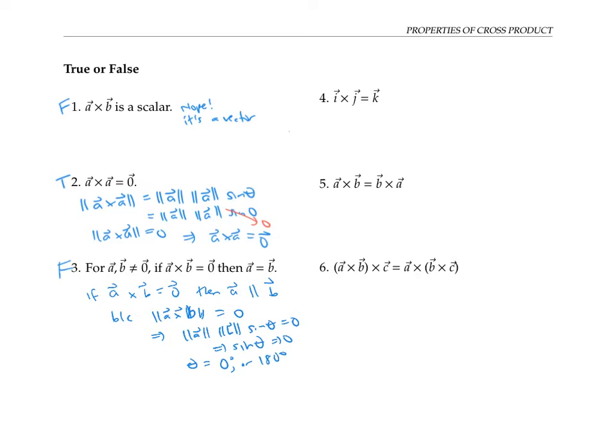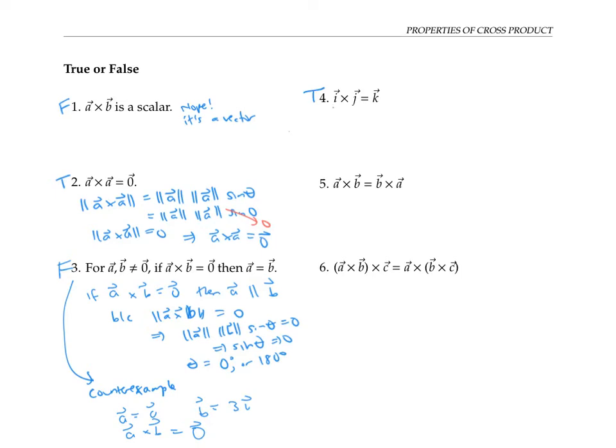But the 2 vectors don't have to be exactly equal. For example, we might have A to be i, the unit vector in the x direction, and B could be 3i. And when we take the cross product, we can work out that we still get the 0 vector. The fourth statement is true.